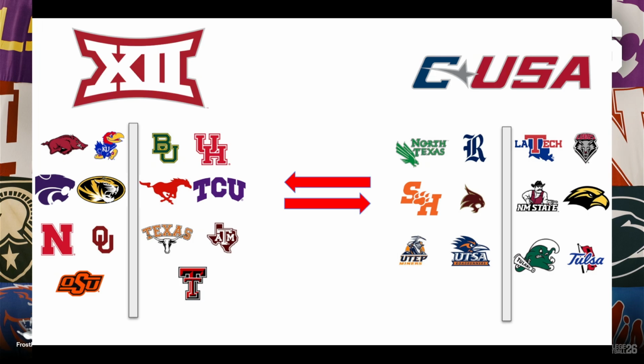Their lower conference side will be Conference USA. And on that Texas side, you have North Texas, Rice, Sam Houston, Texas State, UTEP, UTSA. And then on the other side, you have teams like Louisiana Tech, New Mexico State, Southern Miss, Tulane, and Tulsa.